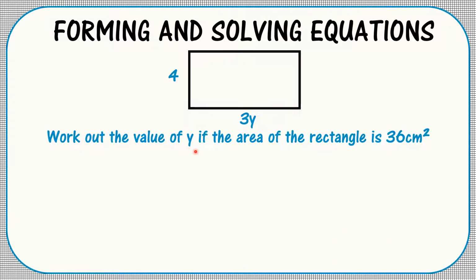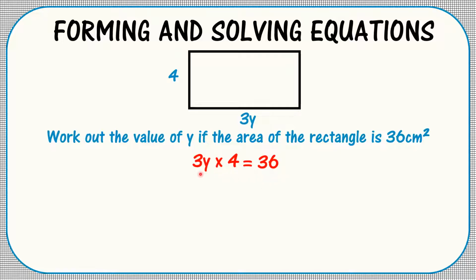Work out the value of y if the area of the rectangle is 36 centimeters squared. We have this rectangle. What we should know is that the area is base times height. Therefore, we can say that 3y multiplied by 4 equals the area. And they have given us the area of the rectangle. This is equal to 36 centimeters squared. Therefore, we will say that 3y multiplied by 4 is equal to 36.